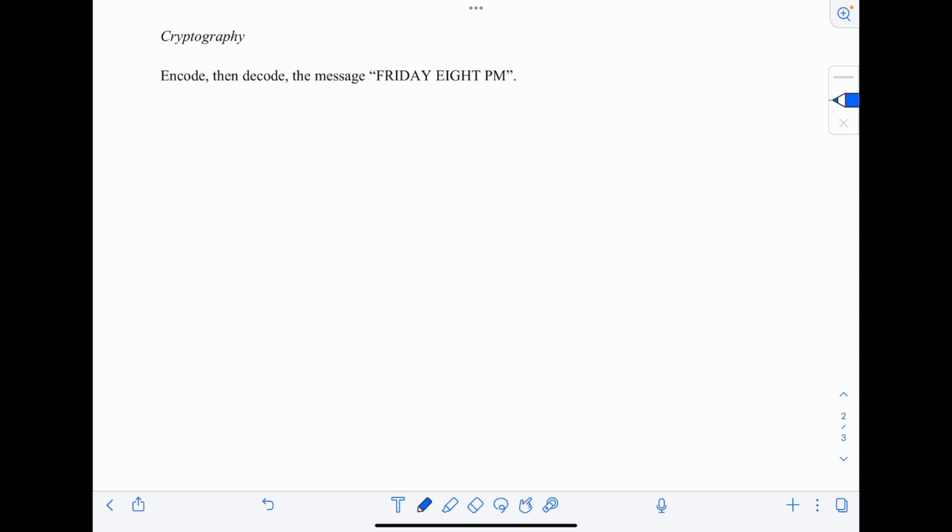We're going to take a really simple message here, Friday, 8 p.m., and we're going to encode the message first of all, and then show how we would send that message, and then on the other end, the recipient would decode that message back into something that makes sense. I'm not going to get into a lot of the detail. We're just going to allow the example to show the process.